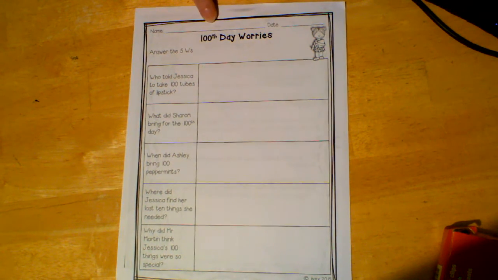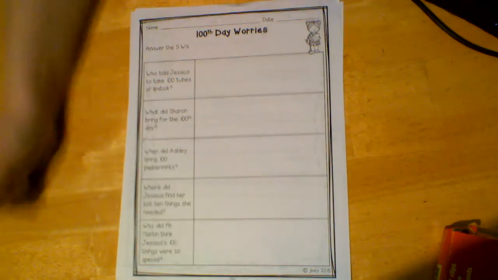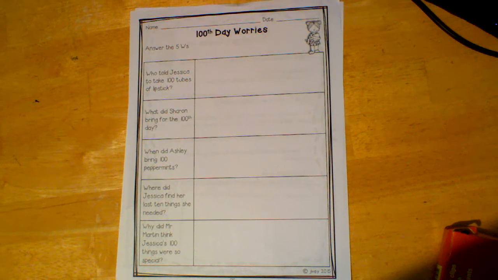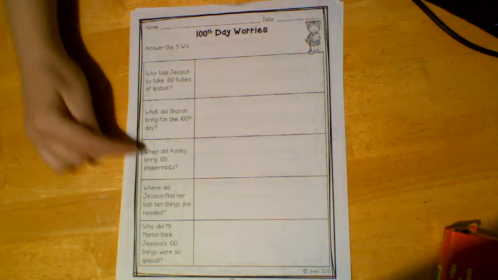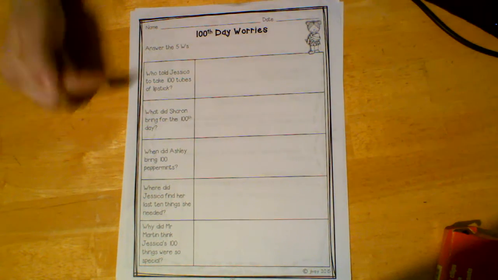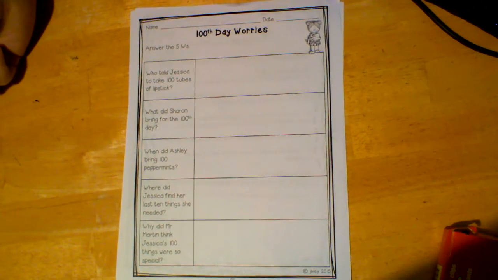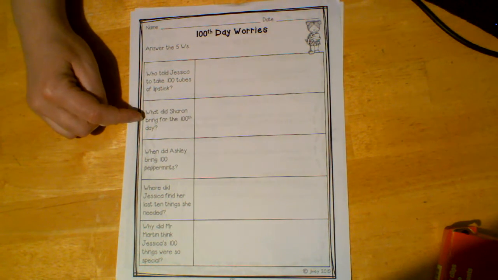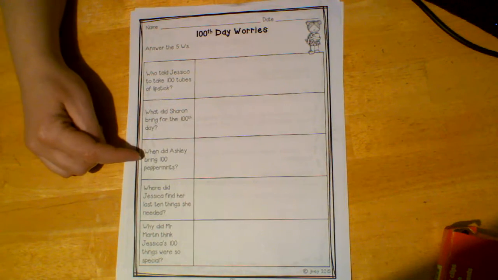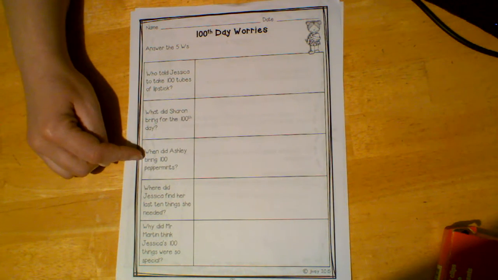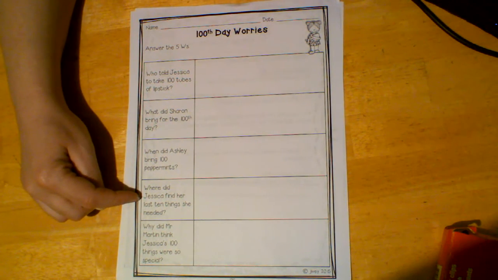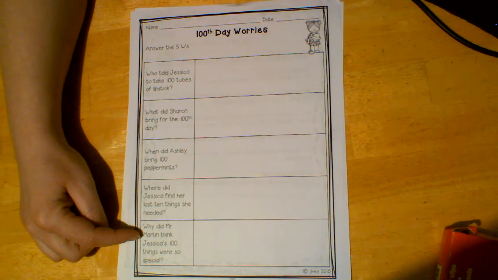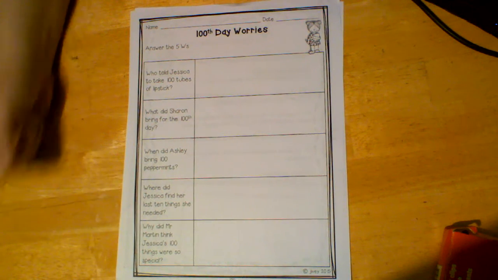But the first worksheet that you're going to work on is this one. It's numbered 176 at the bottom, and it is the answering the 5 W's. So when we think of 5 W's, we've kind of talked about this a little bit. We have the who, what, when, where, and why. Okay? So we're going to answer who told Jessica to take 100 tubes of lipstick? What did Sharon bring for the 100th day? When did Ashley bring 100 peppermints? Where did Jessica find the last 10 things she needed? And why did Mr. Martin think Jessica's 100 things were so special?